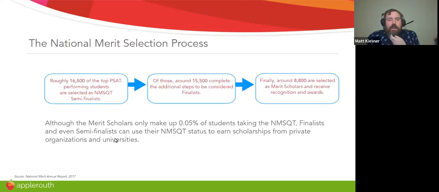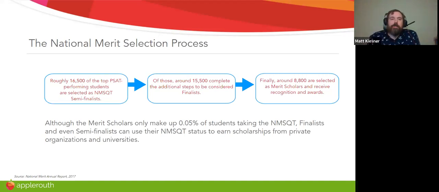So here's the process there. They're going to be grabbing about 16,500 of the top performing students. Students who don't make the cut can still get commended, which does not lead to any sort of scholarship or anything, at least directly, but it's still a good thing to have on one's college transcript.